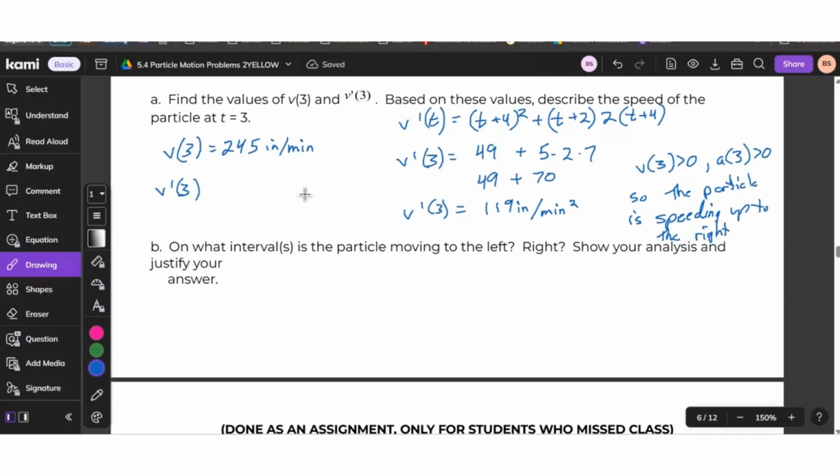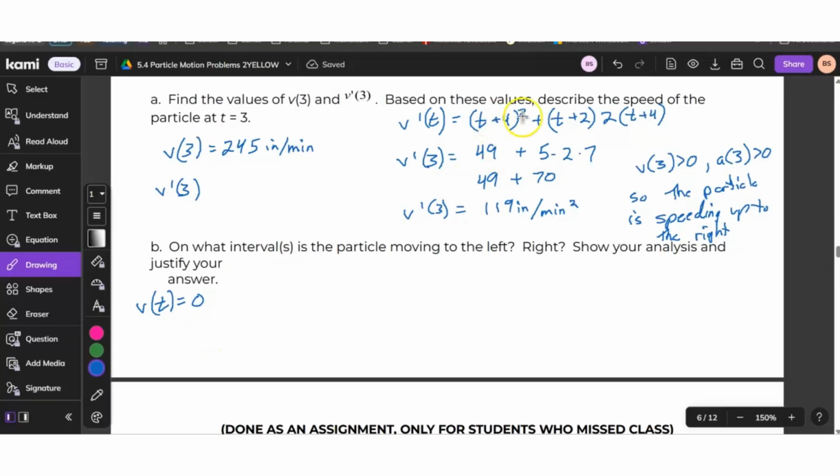Okay. On what interval is the particle moving to the left, right? Show your analysis, justify your answer. So if we want to know when it's moving in one direction or the other, I need the critical points of the velocity, which means I need the acceleration to be 0, right? Oh wait, sorry. No, we're talking about moving. I apologize. Moving, not the velocity. So it's when it's moving right or left. So we need the velocity to be 0. So we need v of t to be 0.